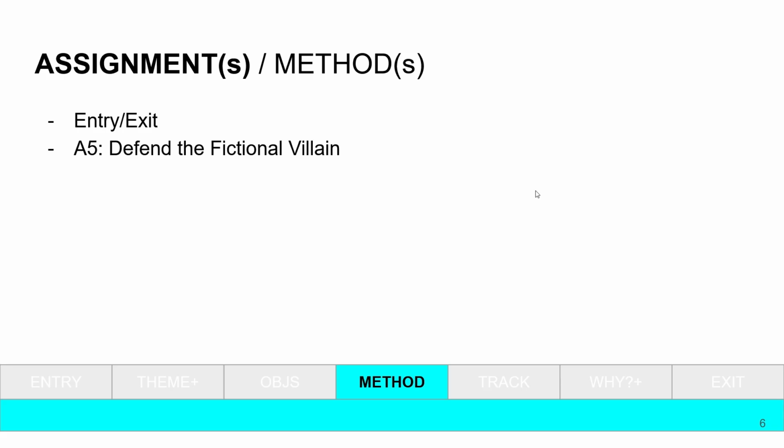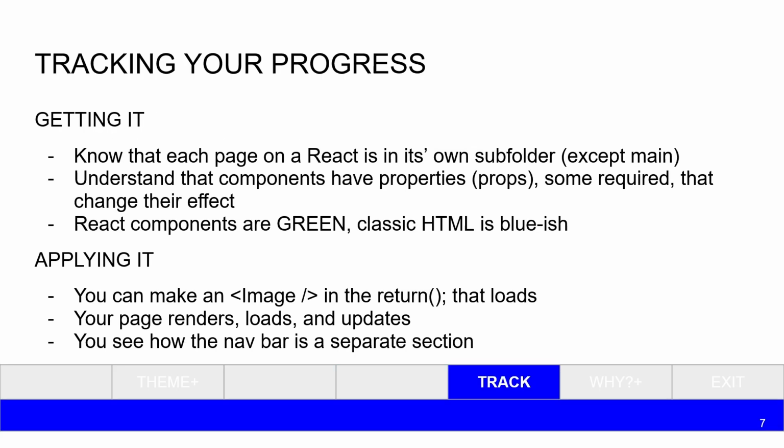By the end of today, you know that you're getting it because you understand that each page in React is in its own subfolder. You understand that components have props, components have properties. Some are required that change how they work. And React components are generally green. Classic HTML that we know and love is blue. So we'll get more into this a little bit later once I've actually shown you what we're doing.